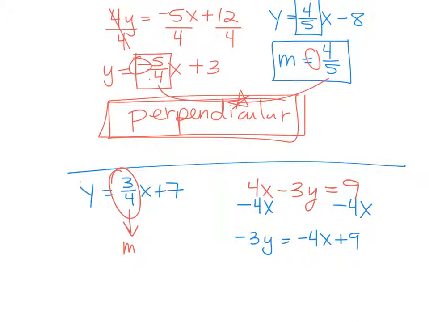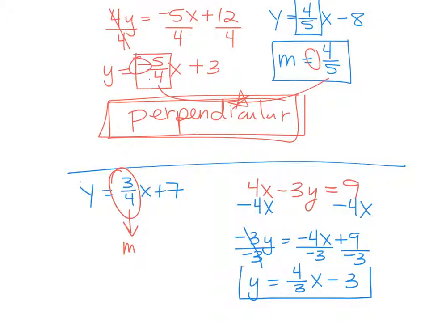Then what? Divide by negative 3. So divide by negative 3, divide by negative 3, divide by negative 3. This is 1, so you get y. What's negative 4 over negative 3? What's a negative divided by a negative? It's a positive, so this is just 4/3 times x. And then 9 divided by negative 3, you can do plus a negative or you can just do minus 3. So this is your new equation. What's the slope in that new equation?